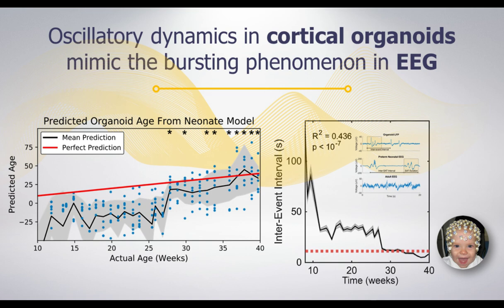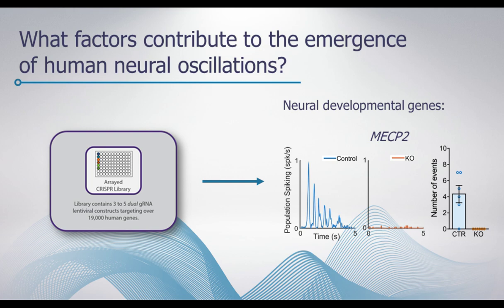So now that we have an ability to measure these oscillations, we start asking ourselves, what are the bases of these dynamics? How can the cortex generate, per se, these oscillations without any input and output? That's a very fundamental question, and we decided to address that using genetic tools. For example, we use CRISPR to knock down specific genes. One of the top targets that we have is MECP2. It is a gene involved in neurodevelopment.